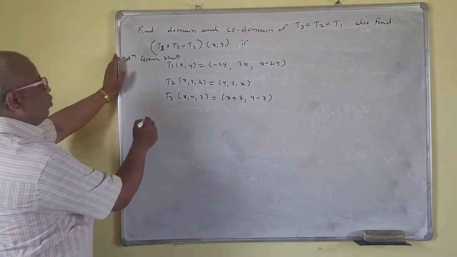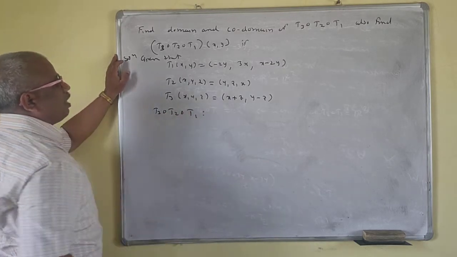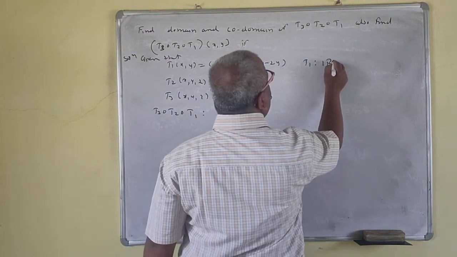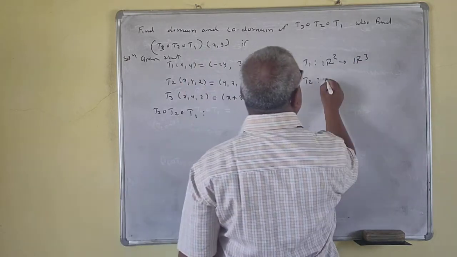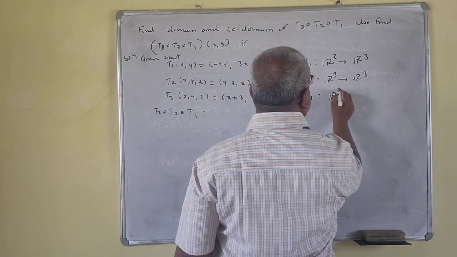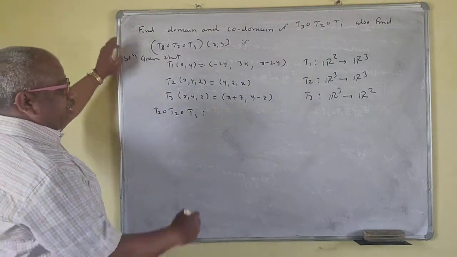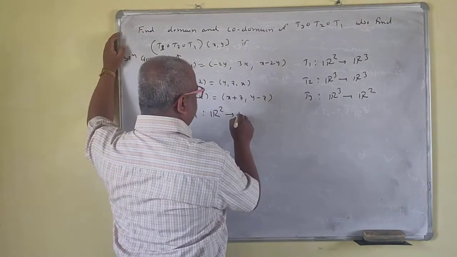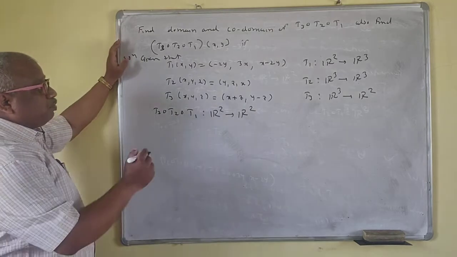Solution. Given that, T3 compose T2 compose T1 is the map form. What is the domain of T1? T1 is R2 to R3. T2 is from R3 to R3, and T3 is from R3 to R2. What is the domain of T1? It is R2. And the codomain of the composition is R2. So we have written the domain and codomain of the composition. Now we have to find a formula for this one.